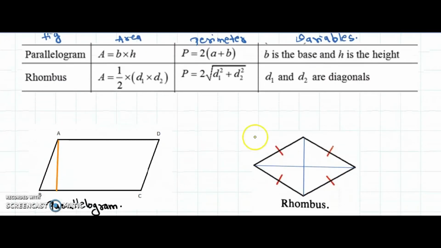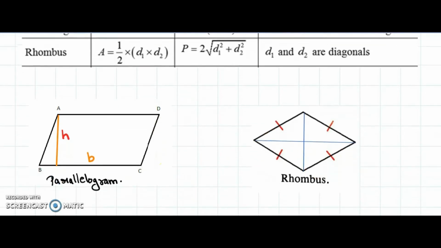Another type of figure that you can see here is the parallelogram. A parallelogram is a type of quadrilateral in which opposite sides are equal and parallel. Let us name them. Let us say this is the base, marked as B, whereas the height is marked as H. Let us first talk about its area.